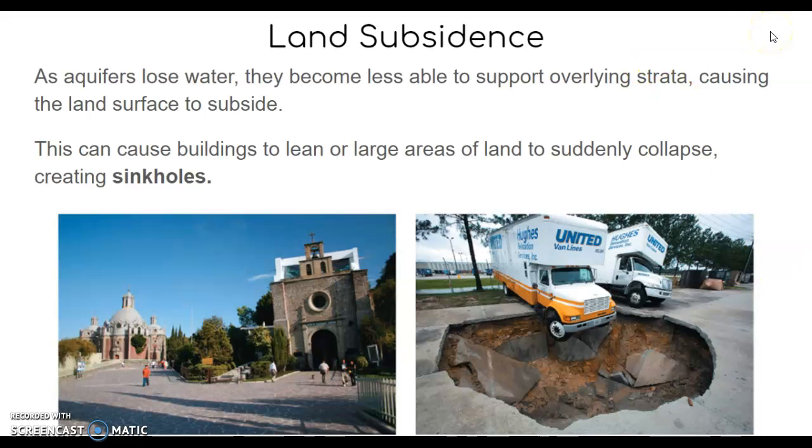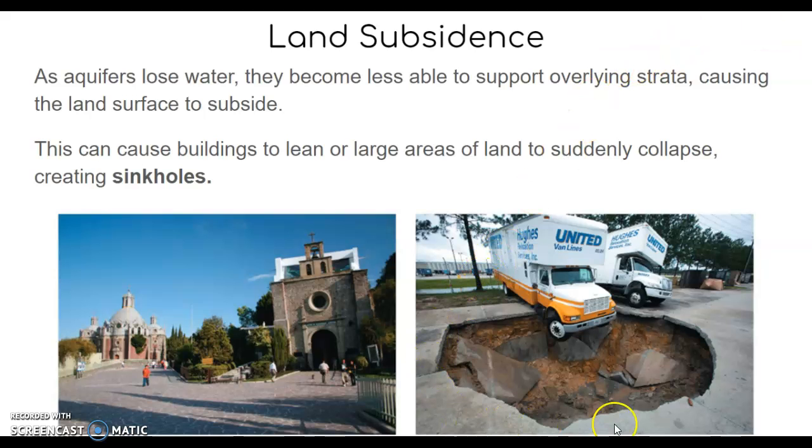Another consequence of groundwater depletion is something called land subsidence. As aquifers lose water, because they're overpumped, they become less able to support the overlying land, and basically they will become sinkholes. So the land gets very unstable. As we overpump, that soil will become loosened and you can get big holes in the ground.